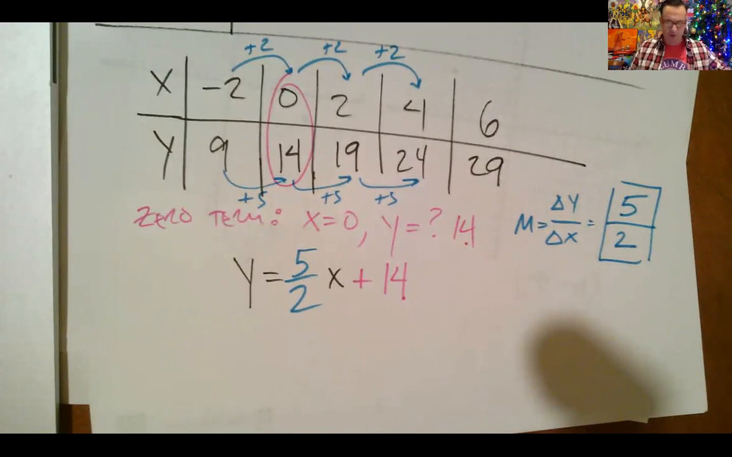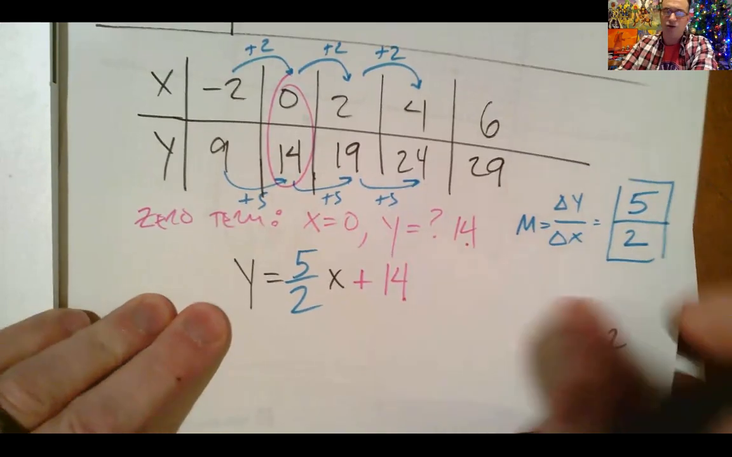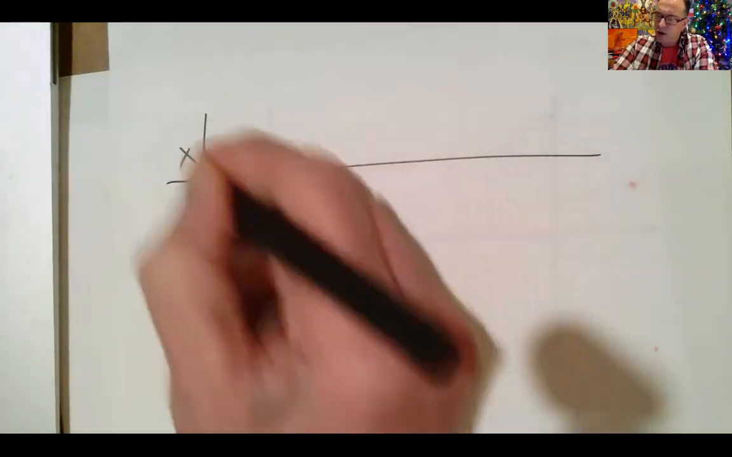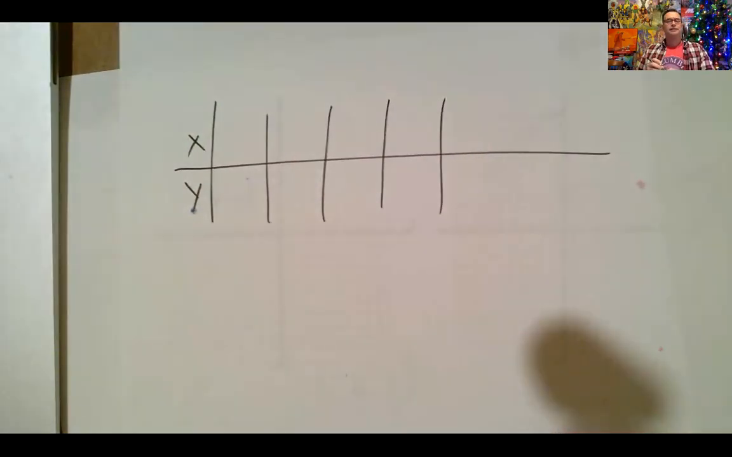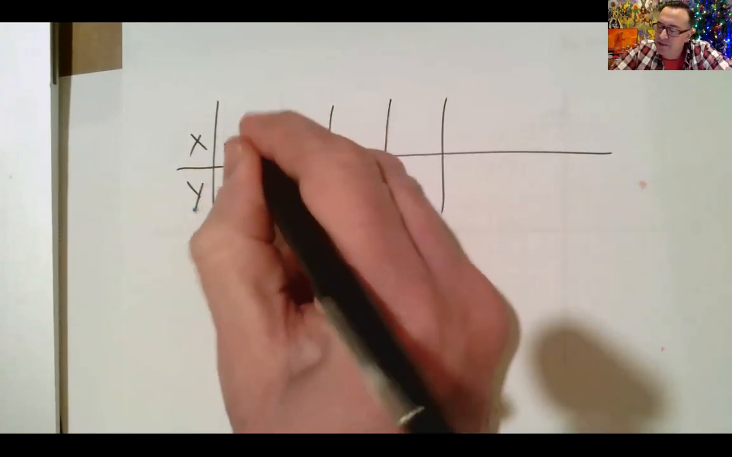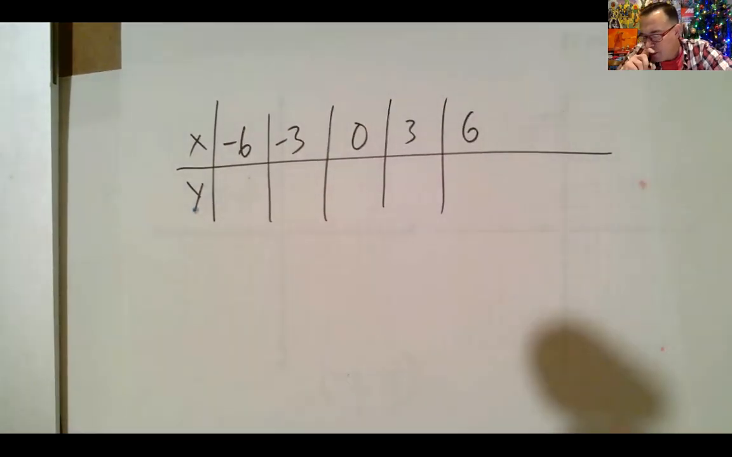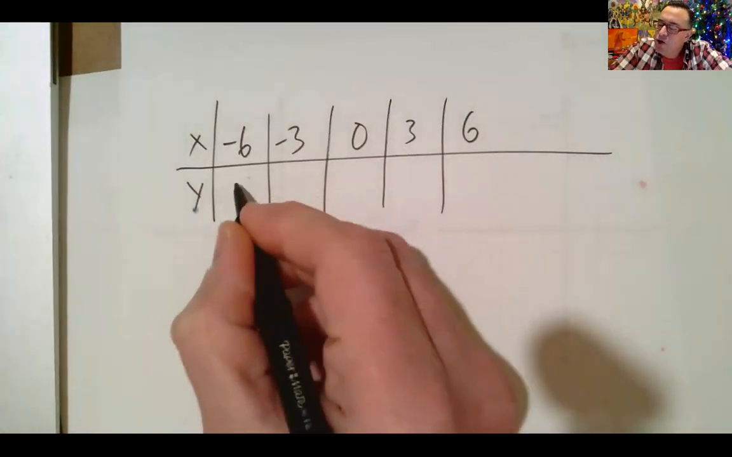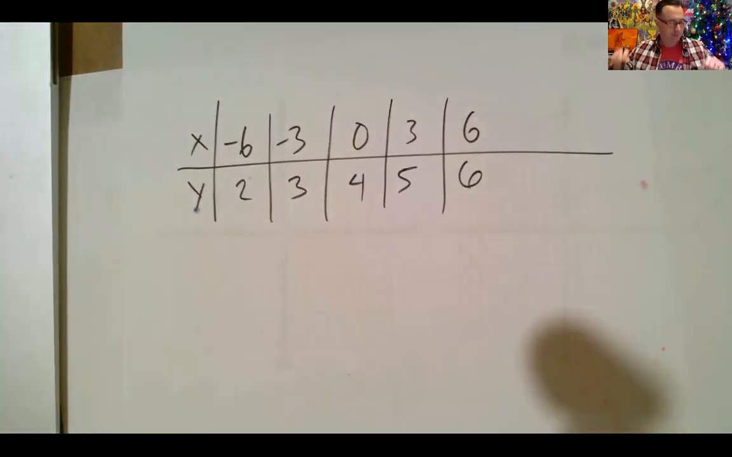Okay, so let me do this. I will label this one as page 2. That looks like an R, but you know, guys, you know it's page. Okay, let me do this one here, and I'll do an X and a Y, and I'm going to do 5 points again. Let's go -6, -3, 0, 3, 6. And then this number up here, I'm going to go 2, 3, 4, 5, 6. Okay, you guys ready?